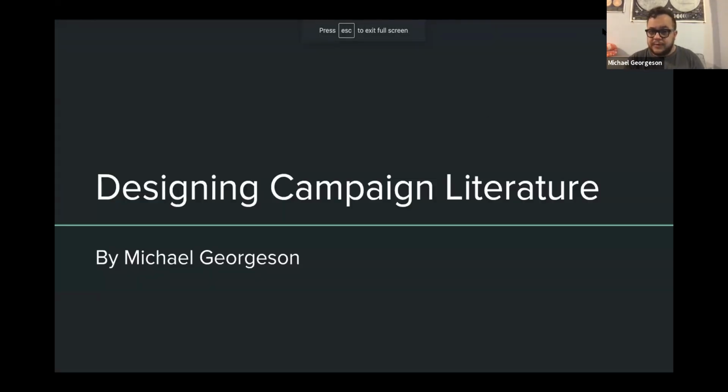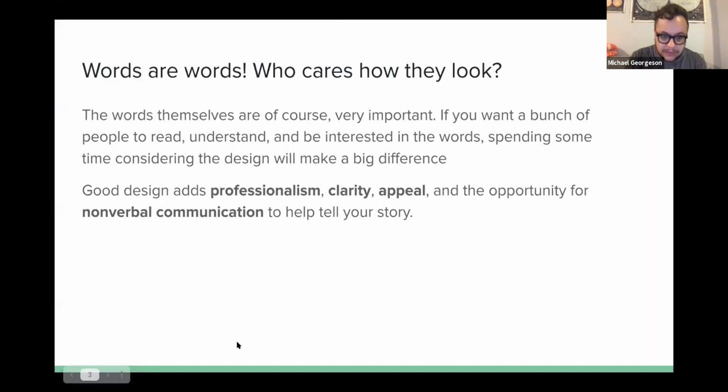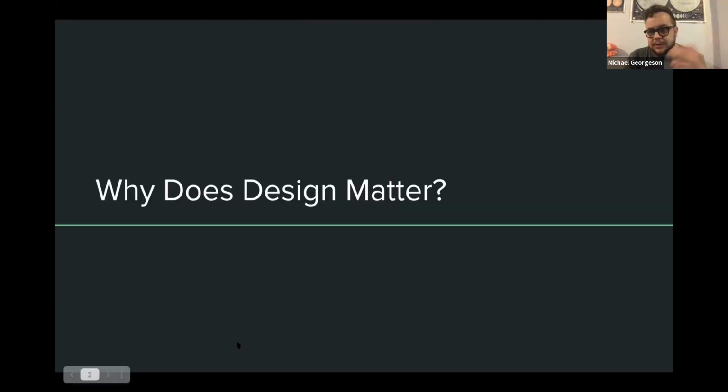Alrighty, so we're here to talk about design and campaign literature, and my name is Michael Georgeson. Everybody calls me Georgie. First, I want to talk a little bit about what's the point of this, why it matters. I'll see a lot of times flyers that are just kind of like a wall of text without really any kind of thought to how it looks. So I just want to talk about that a little bit up top.